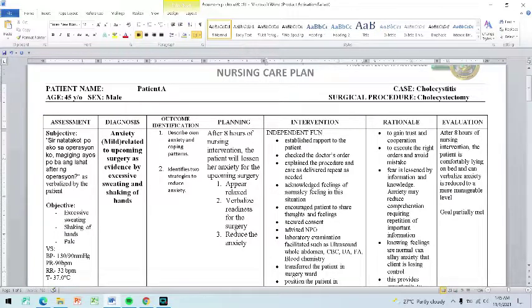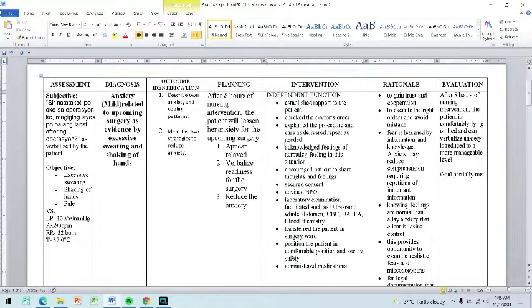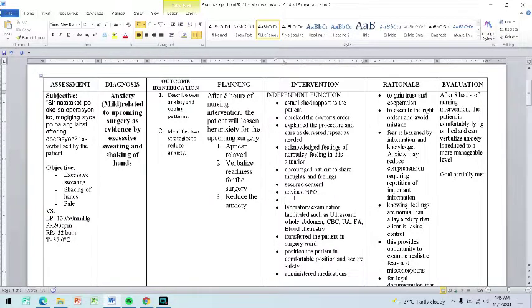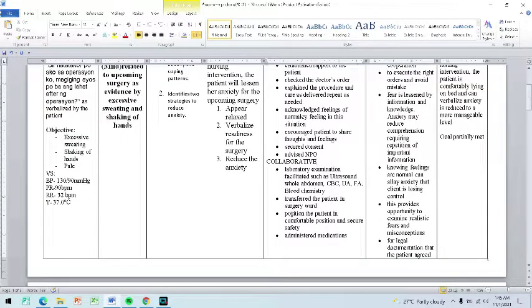Independent function means that the nurse can do it even if there is no doctor's order, because that is the normal function of the nurse. Okay, then after here is the collaborative nursing function. So this is a collaborative nursing function, because of the laboratory examination and transferring the patient to the ward.